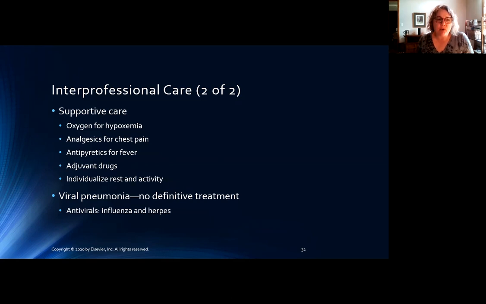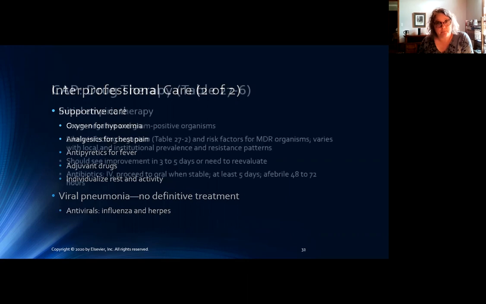If we have a viral pneumonia situation, there is no definitive treatment other than supportive care. There can be some antivirals depending upon what's going on. There may not be, depending upon what sort of virus you're dealing with. So when we have a viral pneumonia, we're definitely doing supportive care, but we may not have some sort of antiviral that will help out the client.